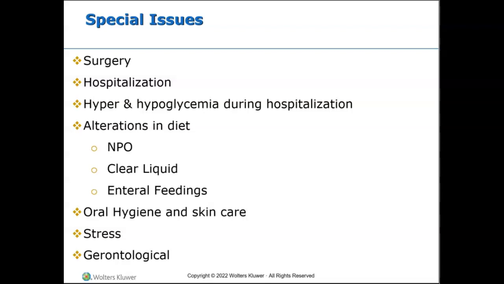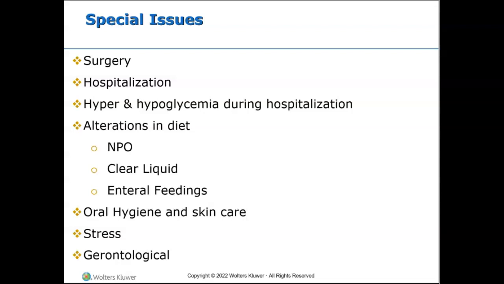Oral hygiene and skin care must be given special attention in hospitalized diabetic patients. Careful assessments of the oral cavity as well as the skin must be made to prevent skin breakdown, right? Foot care should continue to be performed daily, as well as teeth brushing performed routinely, a couple times a day.